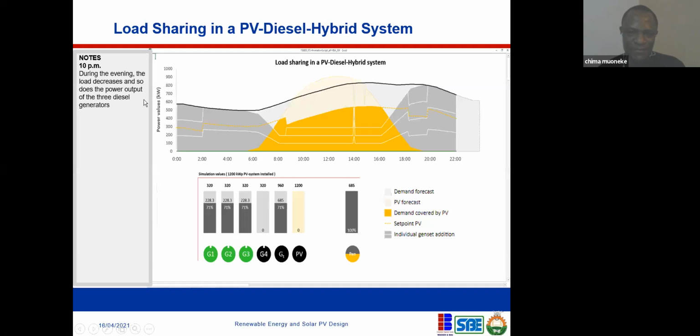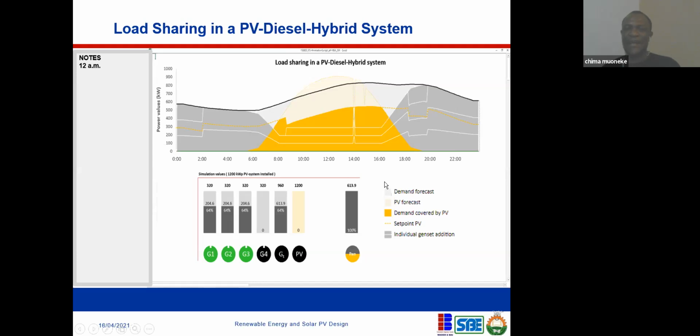So at 10 p.m., the load keeps on decreasing. You have 3 generators still running. The load has decreased to 685. Okay, it keeps decreasing to 636. At 12 a.m., the load has now decreased to 613, and you have 3 generators running, at a load factor of 64% each of them.